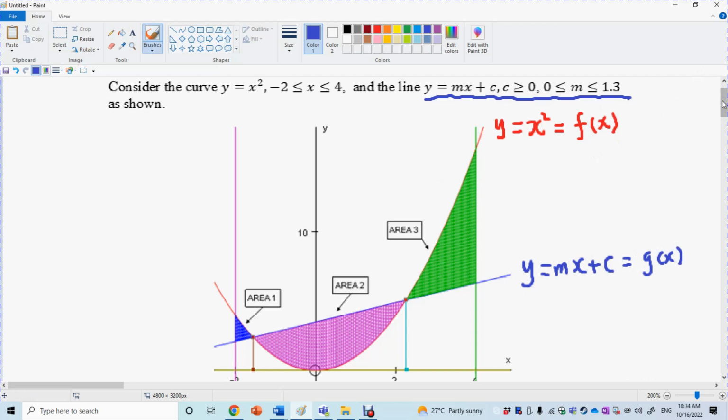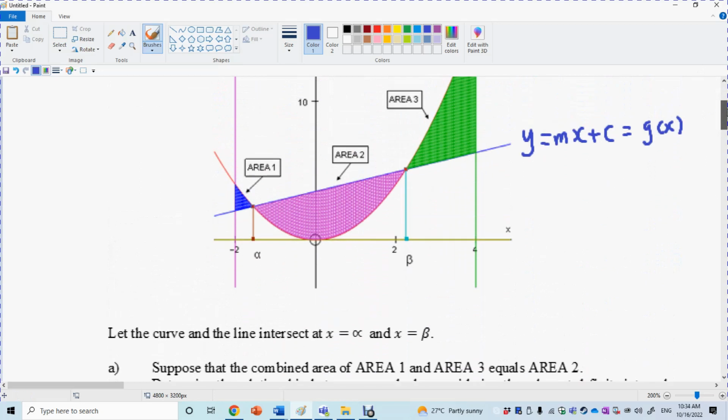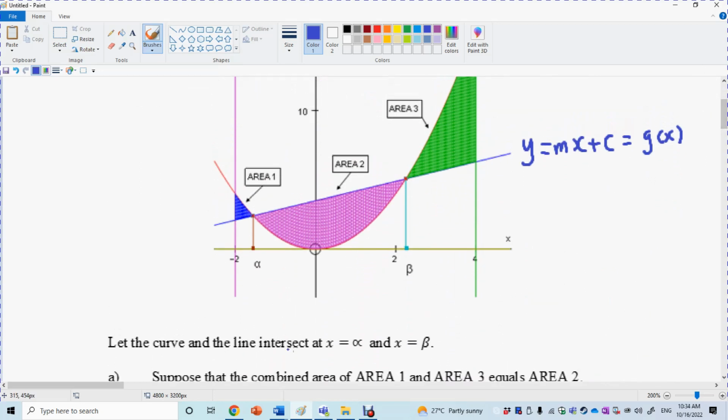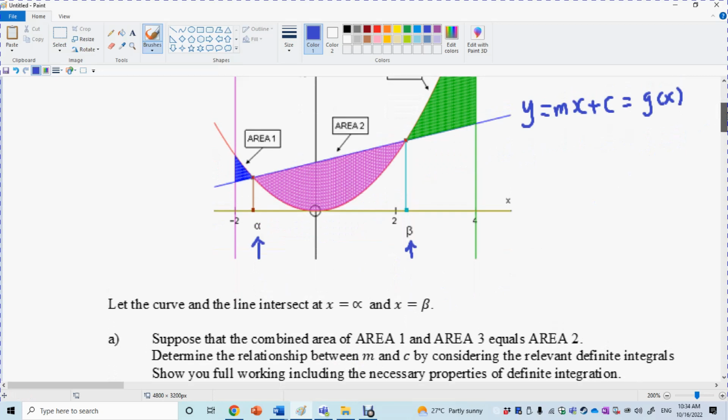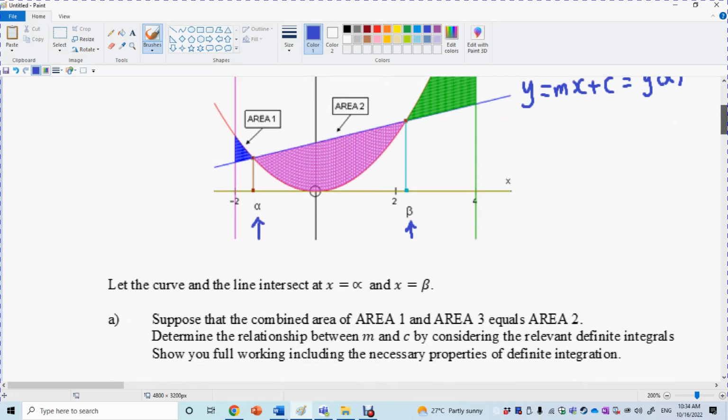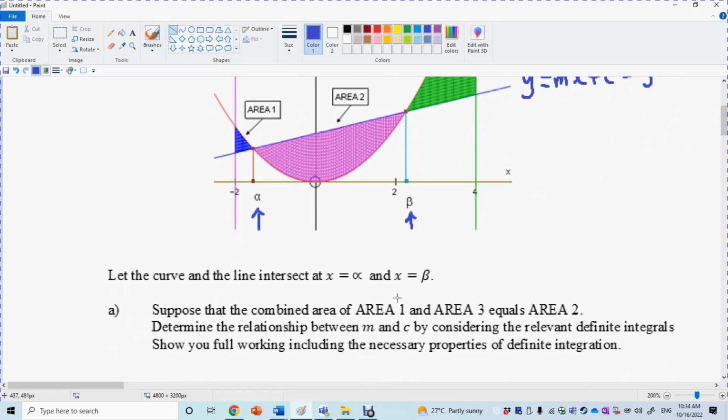Okay, so let's look at the question. So let's say the curve and the line intersect at x equals alpha and x equals beta. So those are the two x coordinates for the two intersecting points between the line and the curve. And that's one piece of very important information. Suppose that the combined area of area 1 and area 3 equals area 2. So that's such an important piece of information here. So the combined area of area 1 and area 3 equals area 2.